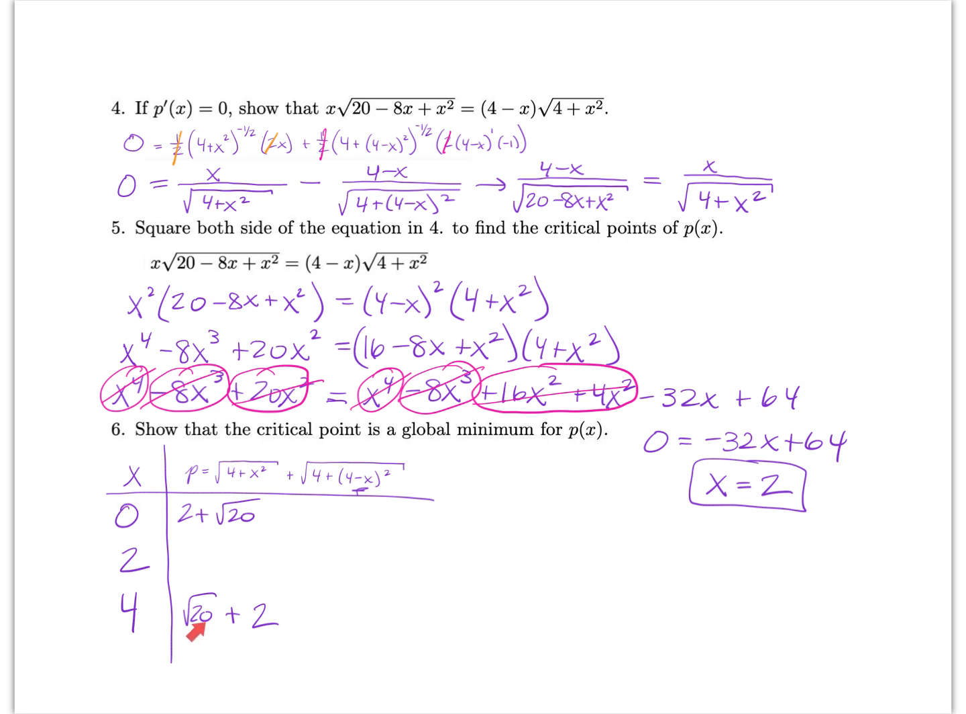And if x is 2, I'm going to put a 2 in here. 2 squared is 4. This is square root 8. And then 4 minus 2 is 2 squared is 4 plus 4 is 8. So square root 8 plus square root 8 is 2 square roots of 8.